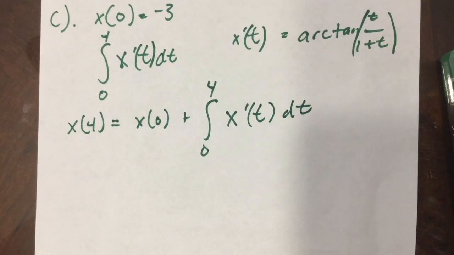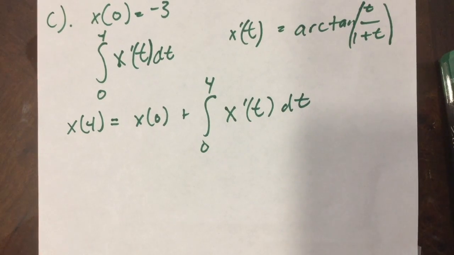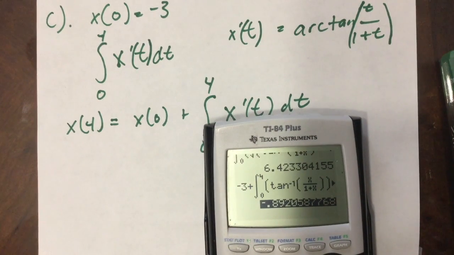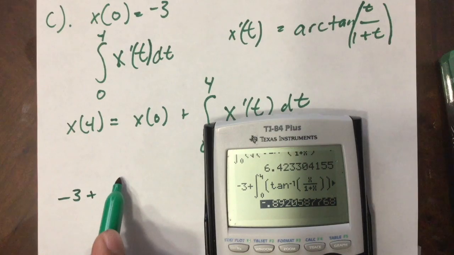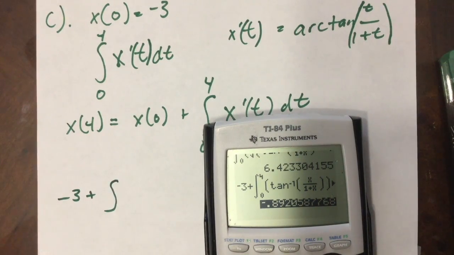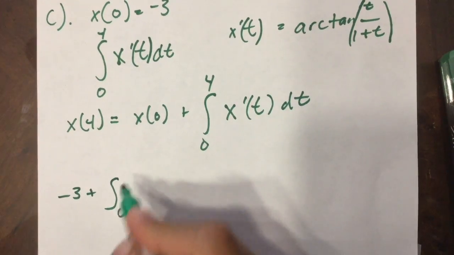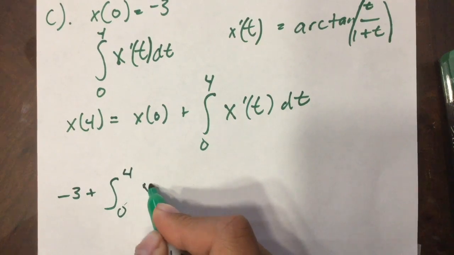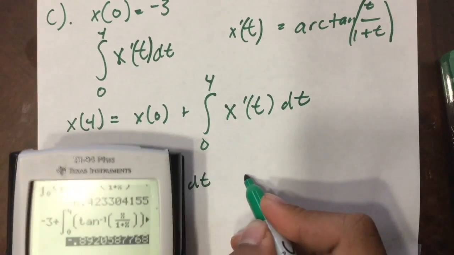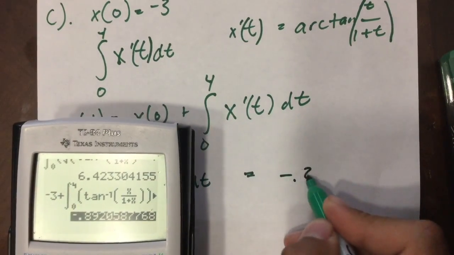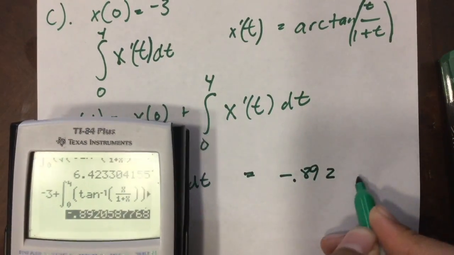So when we plug it into the calculator, you get -3 plus that entire integral, and the answer is -0.892.